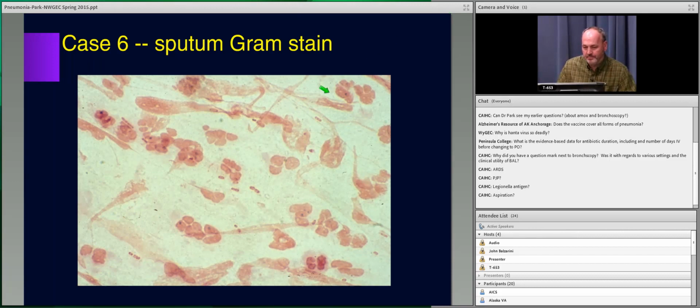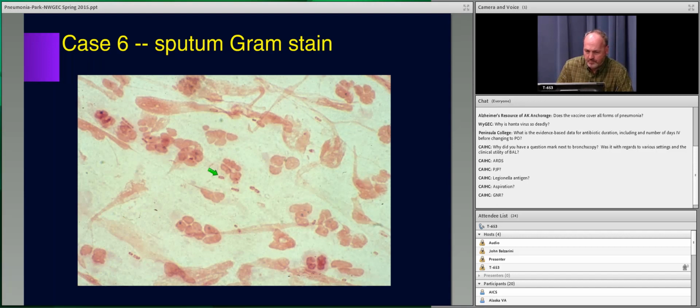Here's his x-ray. So this is really more of a right upper lobe consolidation. No middle lobe or lower lobe involvement that we can see. And here's his gram stain. See anything? White blood cells, mucus. I guess I'll use this pointer. Where to go? There we are.